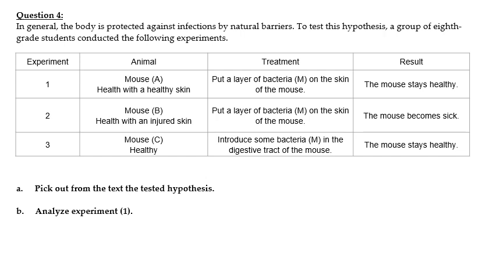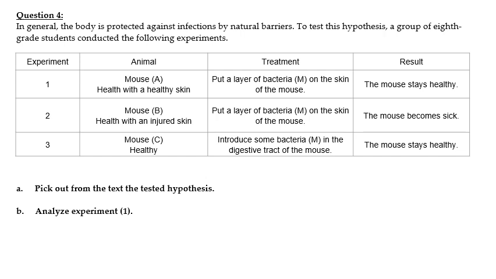Question 4. In general, the body is protected against infections by natural barriers. To test this hypothesis, a group of 8th grade students conducted the following experiments. Experiment 1, mouse A, healthy with healthy skin. The treatment is, or the experiment, put a layer of bacteria on the skin of the mouse, and the result, the mouse stays healthy.